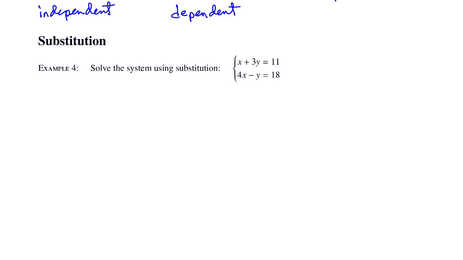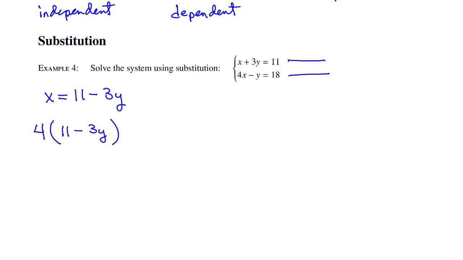Okay. So I'm going to start with the top equation, x + 3y = 11, and I'm going to solve that for x. When I solve it for x, I get x = 11 - 3y. Next, I'm going to substitute that into the bottom equation. So we have 4, and then it's x, so I'm going to substitute what I know x is equal to, which is 11 - 3y. Then minus y equals 18.